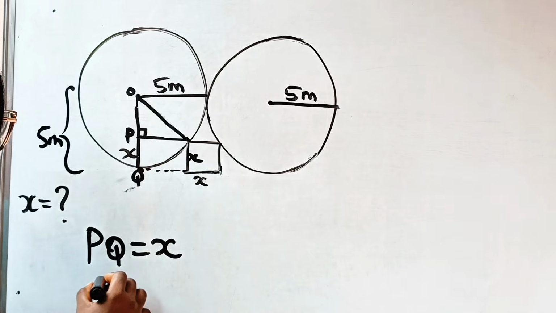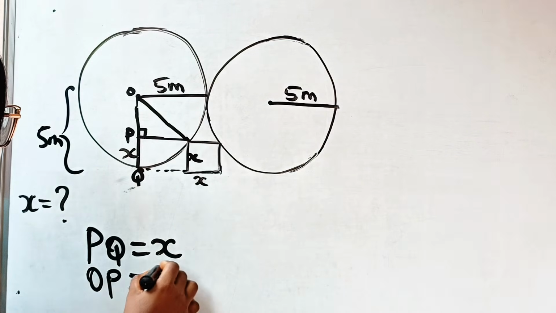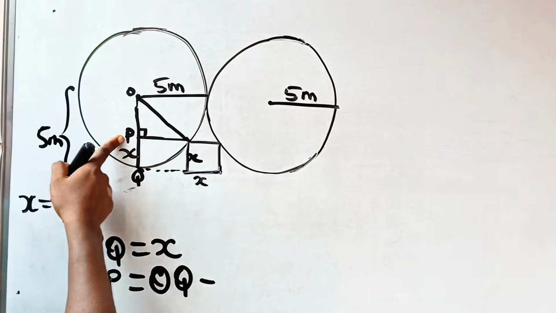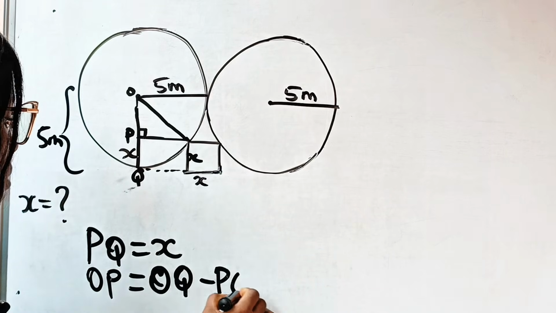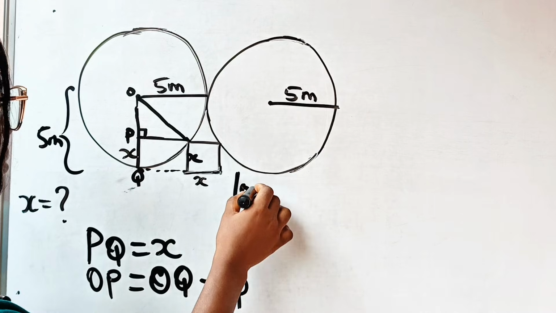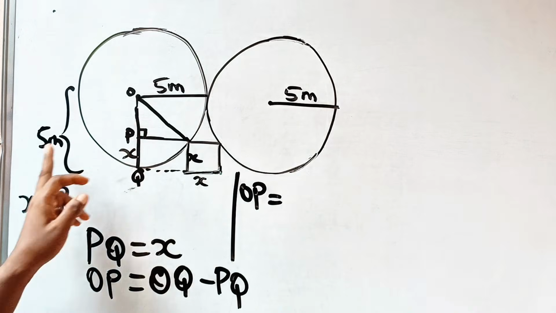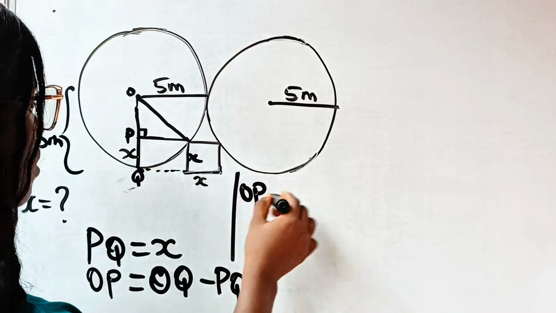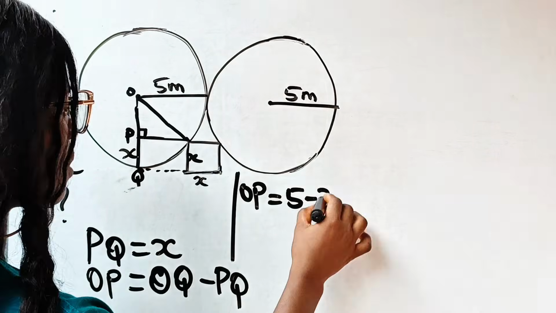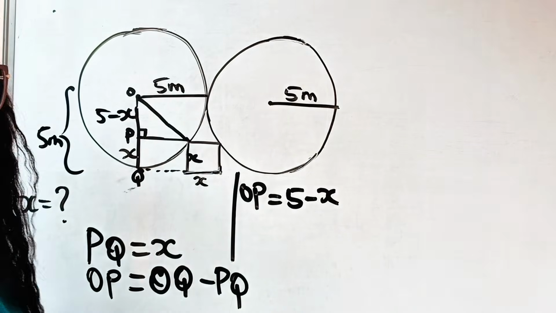Now OP then will be equal to OQ minus PQ, right? So it means that OP from here to here will be equal to OQ, which is 5 meters, minus PQ, which is x. So this portion is 5 minus x.